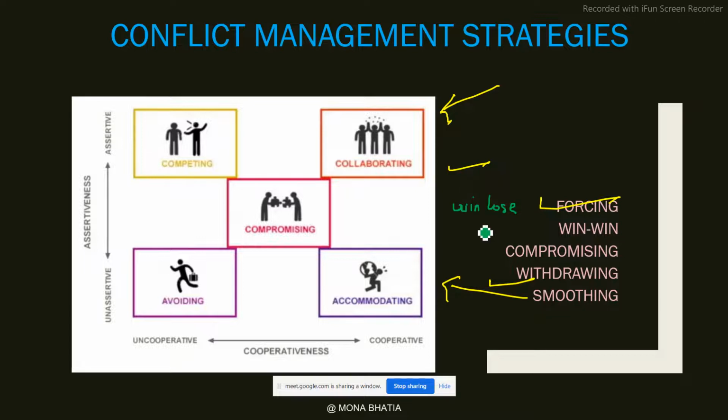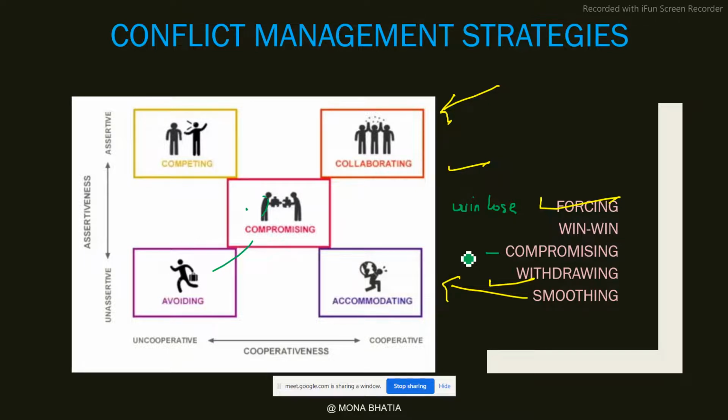It's called competing. Now compromise, where is my pen? One second. Now compromising, you will not get any clear outcome. Avoiding, what do you get? Lose-lose, both of you are losing in that situation. Smoothening, one is losing and the other is winning. Win-win, you are collaborating, both of you are winning, right?